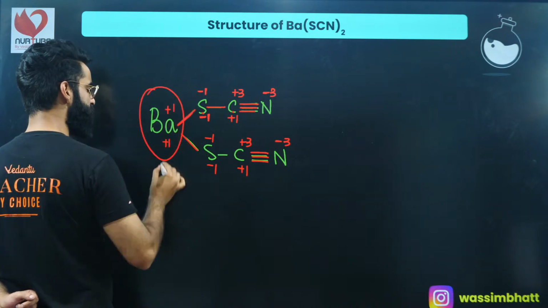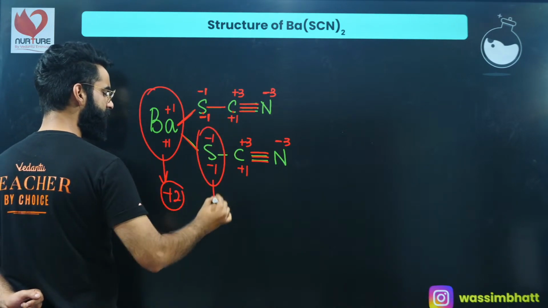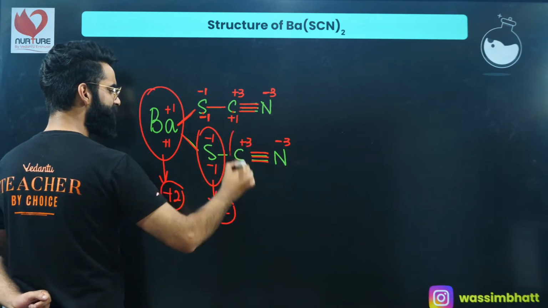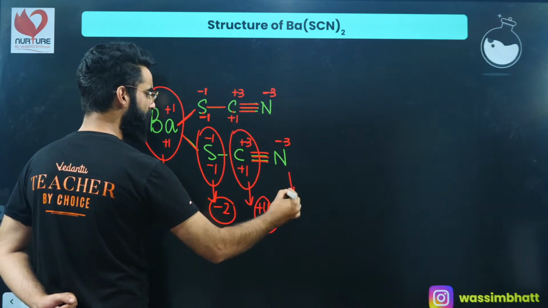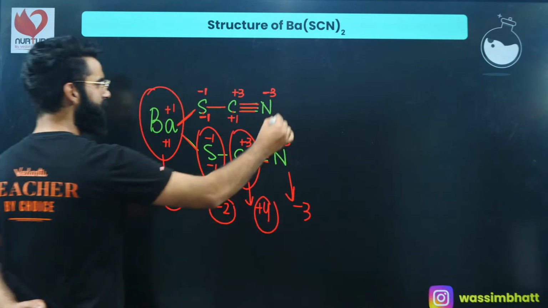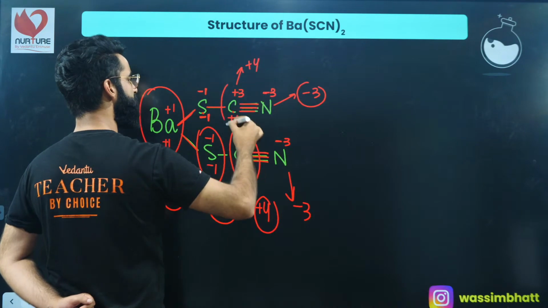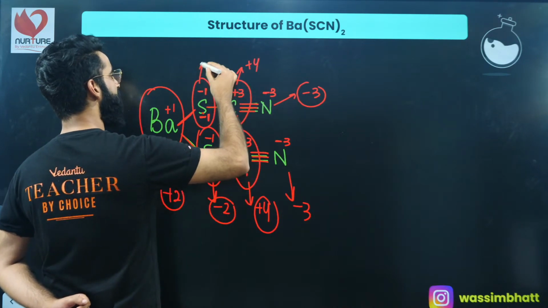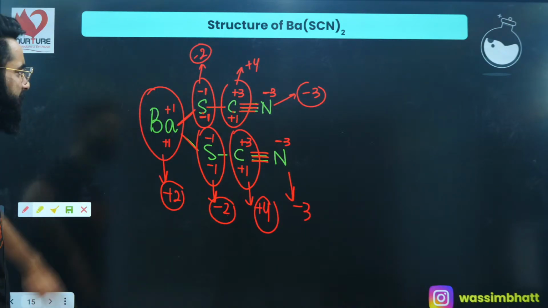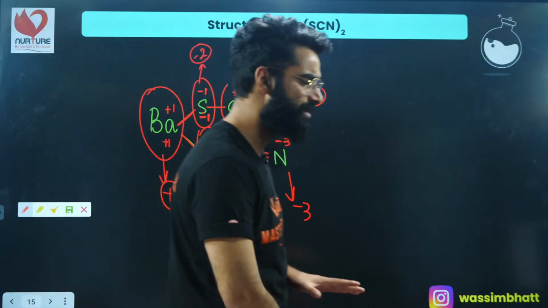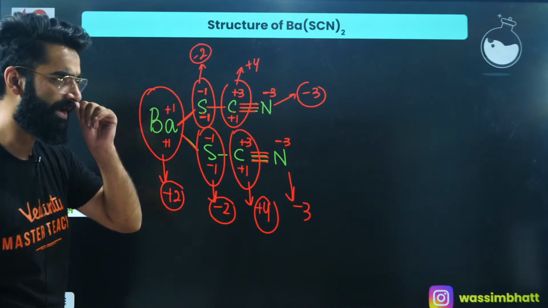What is the net charge present on this barium right here? It's +2. What is the net charge present on this sulfur over here? It's going to be -2. What is the net charge present on this carbon over here? It's going to be +4. What is the net charge present on this nitrogen over here? It's -3, right? Similarly, this nitrogen, -3 oxidation state, this carbon, +4 oxidation state, this sulfur, -2 oxidation state, okay? So you got the oxidation states of all the elements involved in this structure, which is Ba(SCN)2. I'm sure it's again clear to everyone, right?